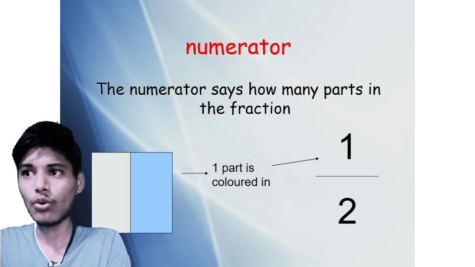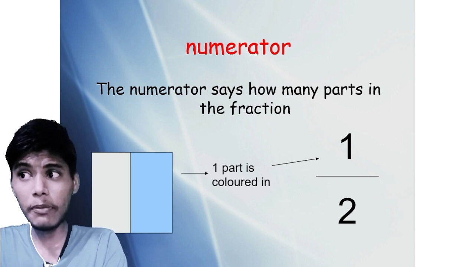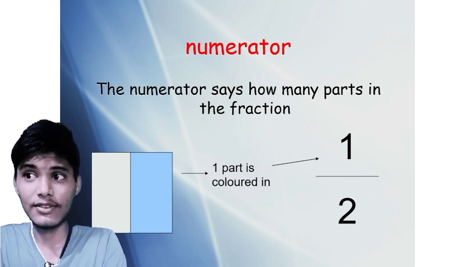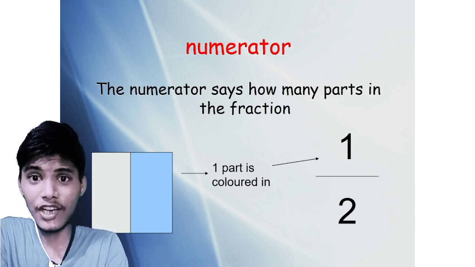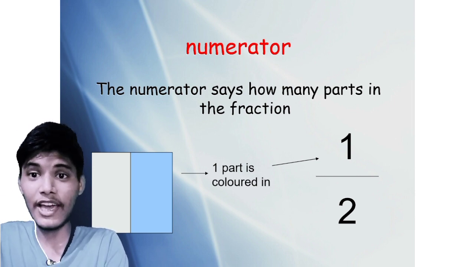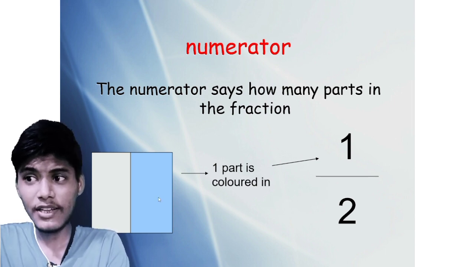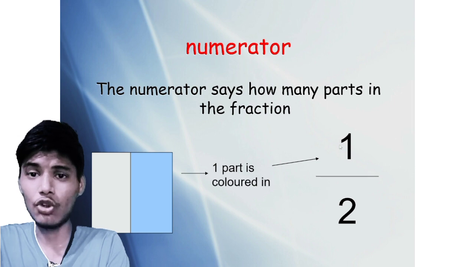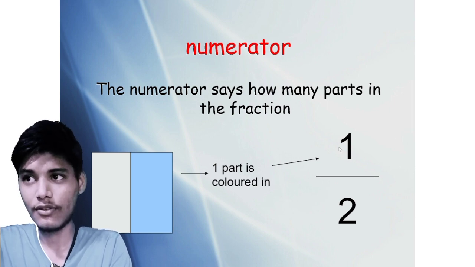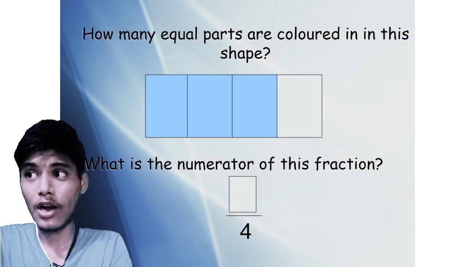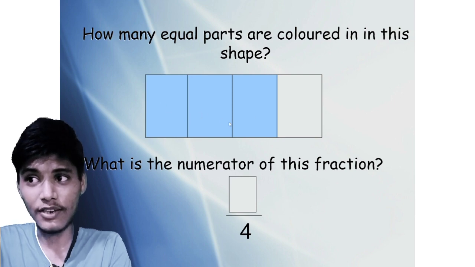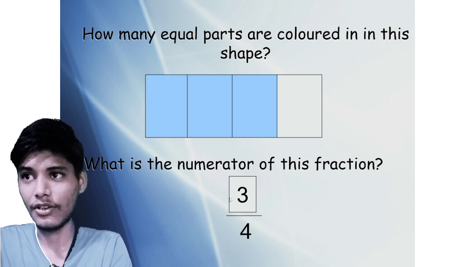Okay. So what is the numerator? The numerator says how many parts are in the fraction, basically how many parts have the specified quality, like colored and so on. So 1 part is colored. That's why 1 is the numerator, which is the top of the fraction. How many equal parts are colored in this shape? There are 3 parts that are colored. So the answer will be 3.